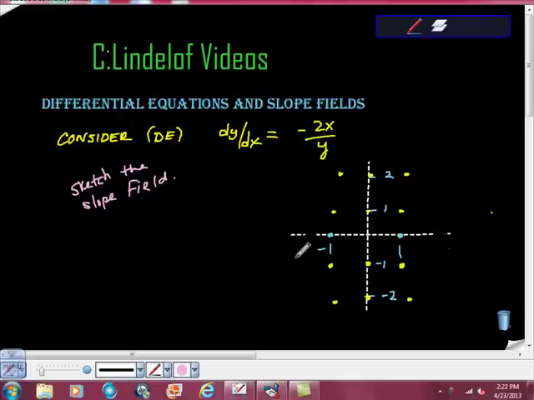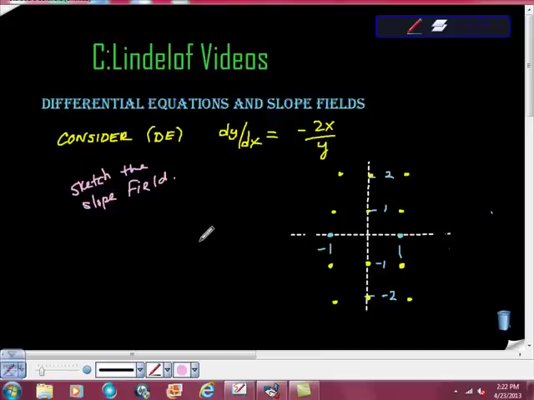Okay, hopefully the quickest video on differential equations and slope fields ever. So we're asked to consider the differential equation dy/dx equals negative 2x over y, and then we're asked to sketch the slope field. This came off of the AP Calculus AB 2005 free response exam. We're asked to sketch that, and we're provided with this. So this is all we're going to do here.